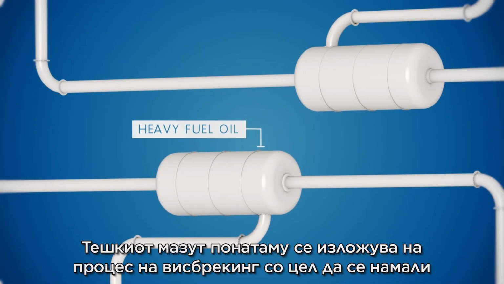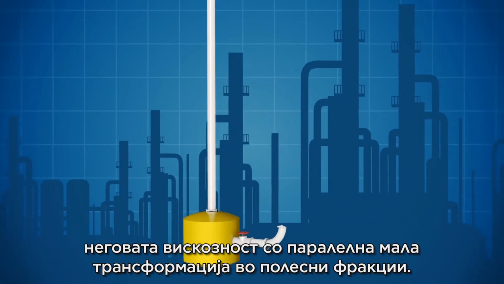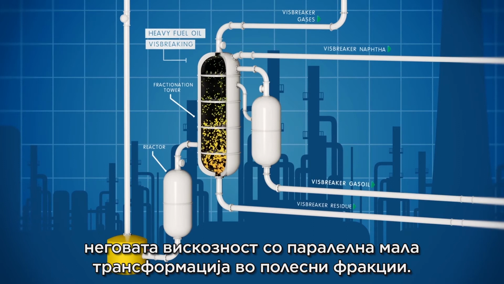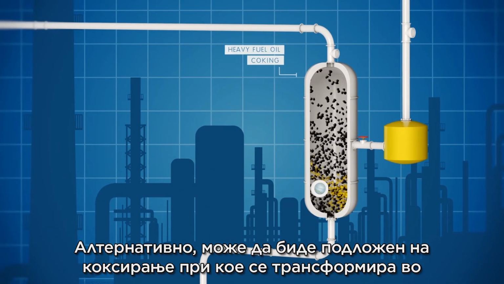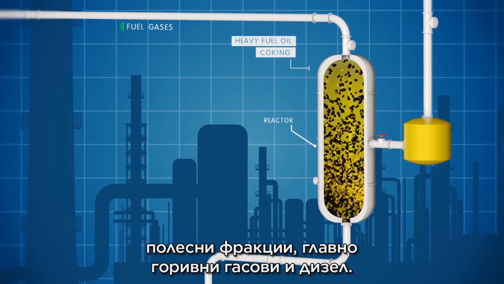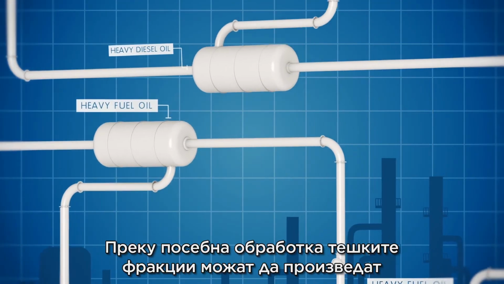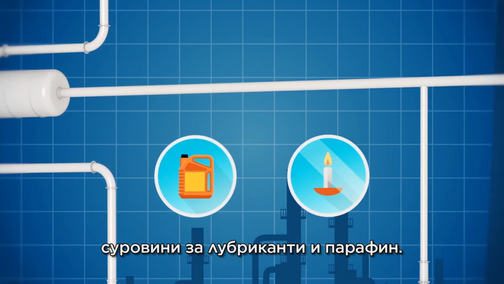The heavier fraction is subjected to visbreaking in order to reduce its viscosity, with a parallel slight transformation to lighter fractions. Alternatively, it may be subjected to coking, during which it is transformed to lighter fractions, mainly fuel gases and diesel oil. Through special processing, heavy fractions can produce raw materials for lubricants and paraffin.